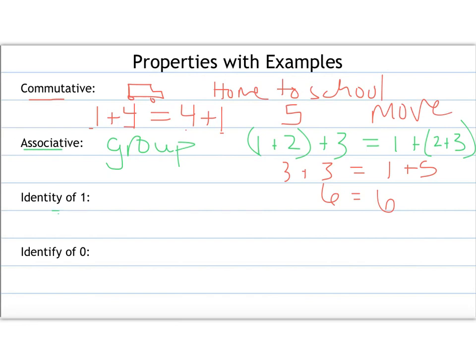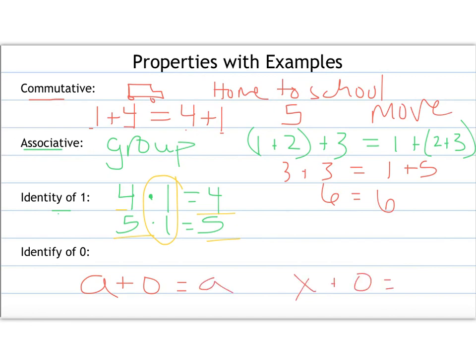Identity property of 1. Again, identity is not going to change. Meaning if I have the identity of 4 and I multiply 1 by 4, I still have 4. 5 times 1, I still have 5. So you notice your identity is not changing when you multiply by 1. Identity of 0: if I add 0, my identity will not change. If I use a variable, a will always be a. x will always be x if I add 0 to it. 13 plus 0, hey, what do you know? It's still 13. So the identity of the number you start with does not change.